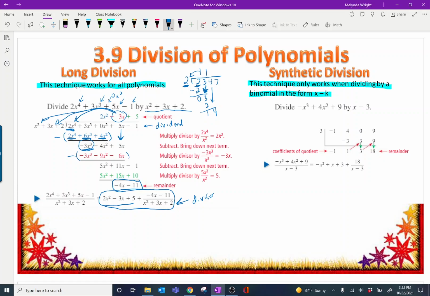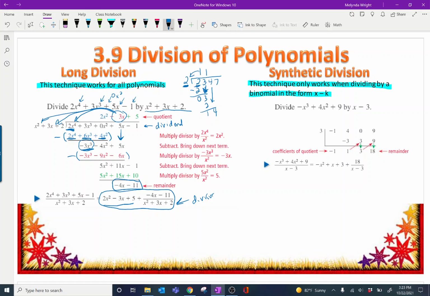So that's long division. So let's look at synthetic division. And so synthetic division is a more simple kind of structure. And so some students really kind of like it, but I will just kind of warn you that it only works sometimes, not all the time. So how do we do this? How do we do this procedure?